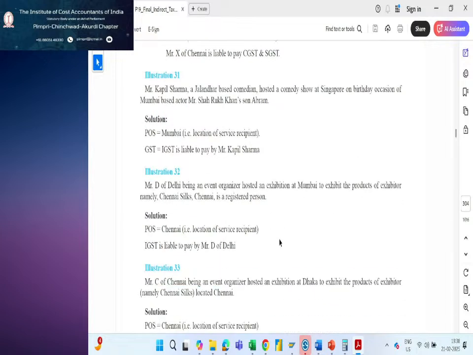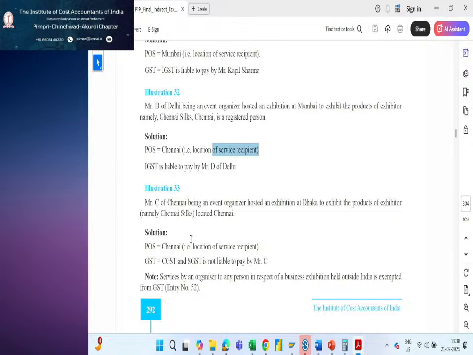We'll see simple examples of this case. Mr. D of Delhi, an event organizer, hosted an exhibition at Mumbai to exhibit the products of the exhibitor, namely Chennai Silks, Chennai, a registered person. In that case, the location of the service recipient is our place of supply. Hence, IGST is applicable. So simple examples are there.